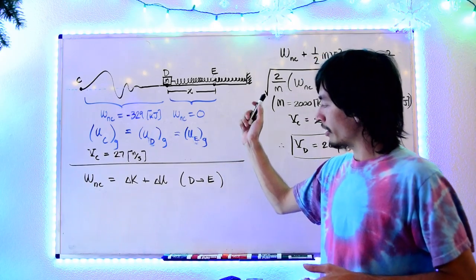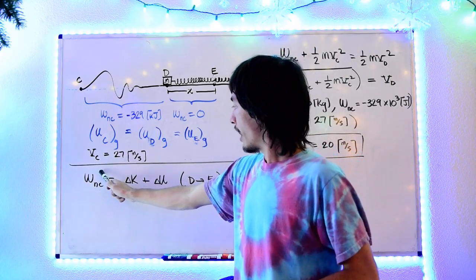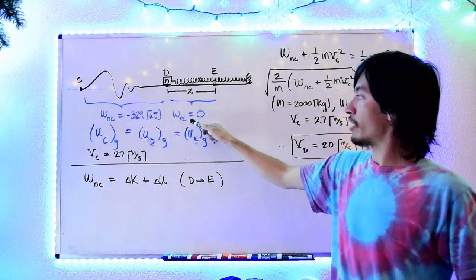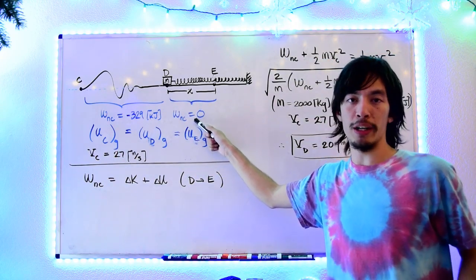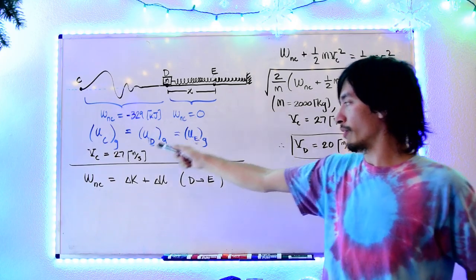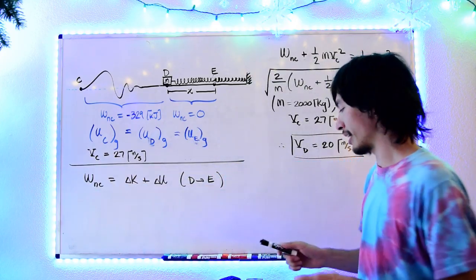So again, let's go through. Now in this case, from D to E, we know that there is no change in mechanical energy. So we can say that the work non-conservative is 0, and we can just cross that out to make it a little bit easier.